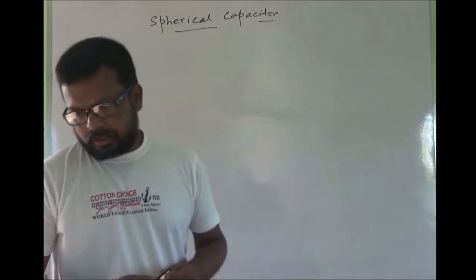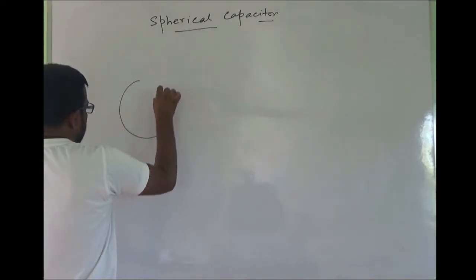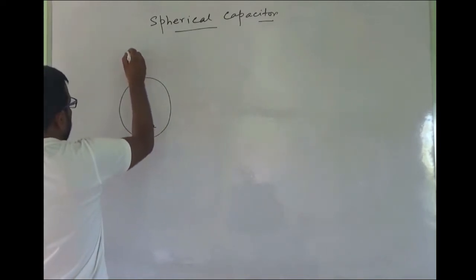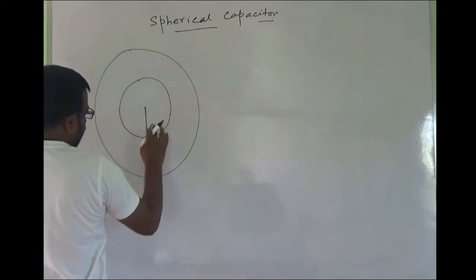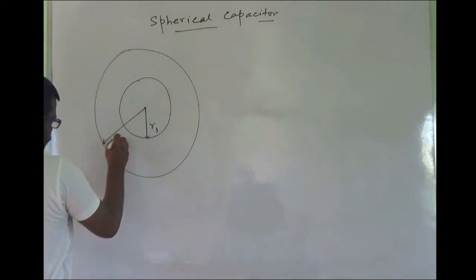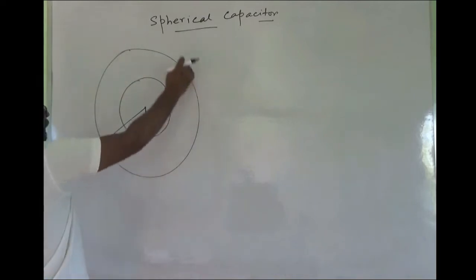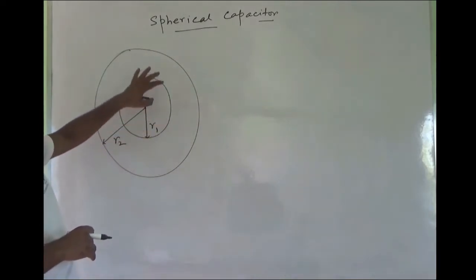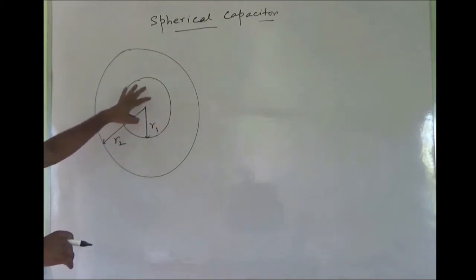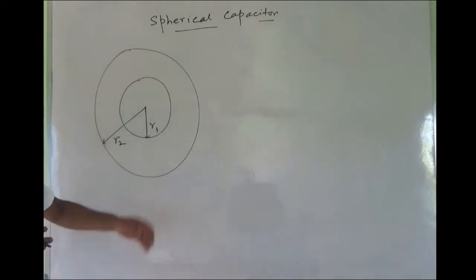Let us take two concentric spherical cells with radius R1 and R2. This is the inner spherical cell and this is the outer spherical cell. The region between the two spherical cells is considered to be vacuum. We may put another dielectric medium here.